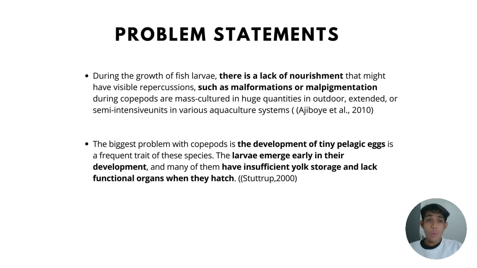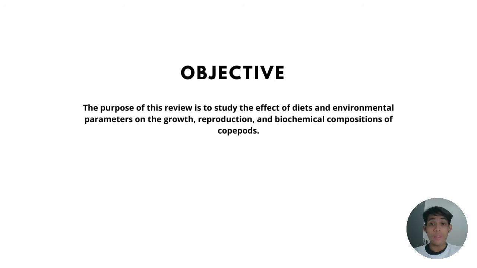One of the problems that copepods have is lack of nourishment, which causes malformation and malpigmentation. Other than that, there is development of tiny pelagic eggs, where the larvae emerge earlier in the development and have insufficient yolk storage and lack functional organs when they hatch. So the objective of this review is to study the effect of the diet and environmental parameter on the growth, reproduction, and biochemical composition of the copepods.